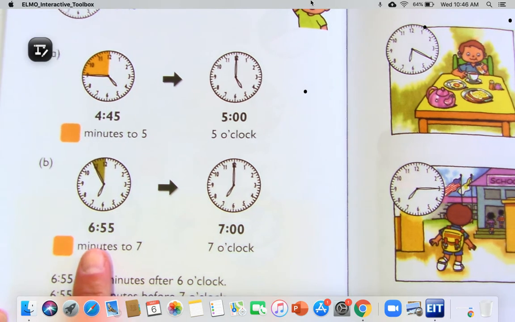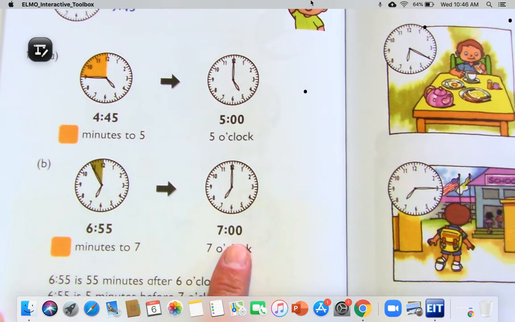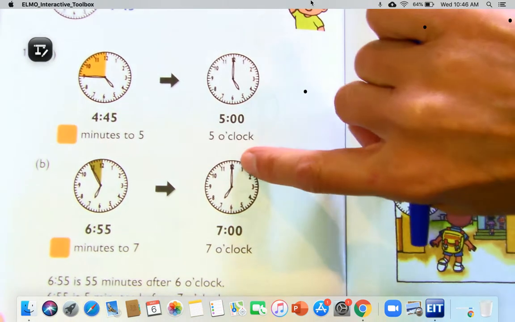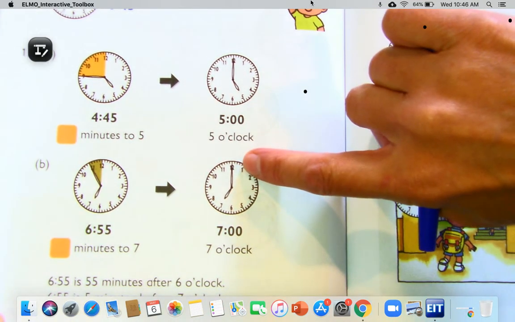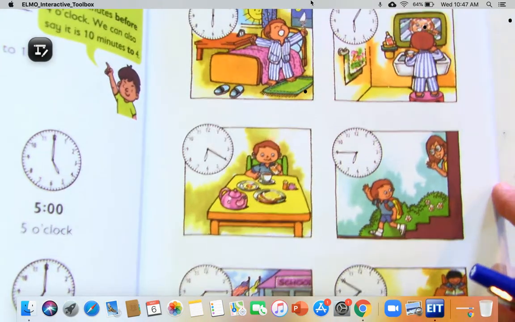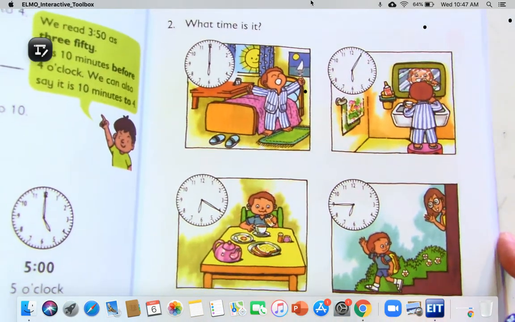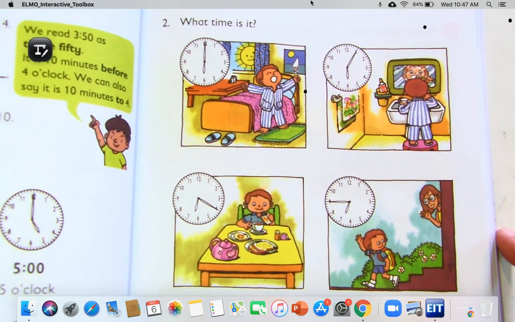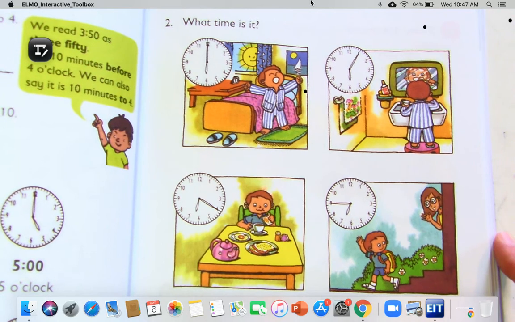If it's 6:55, how many minutes to 7 o'clock? So here they're just showing us in 5 minutes, the clock will look like this. 5 minutes to 7. And then on this page, we just have some practice with a person who is getting up and getting ready for the day, it looks like.